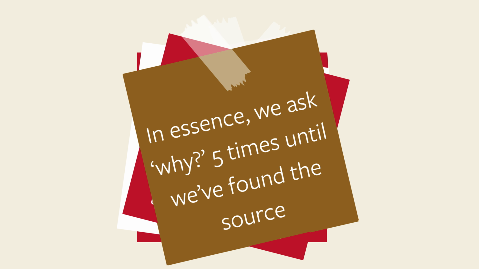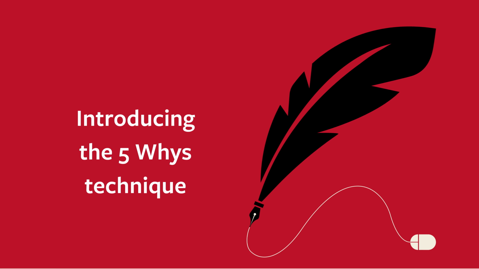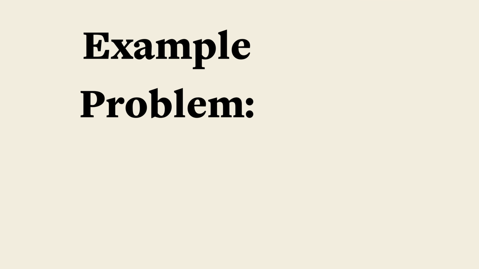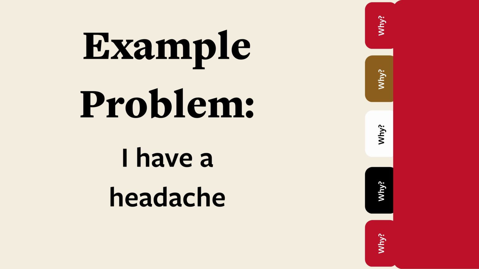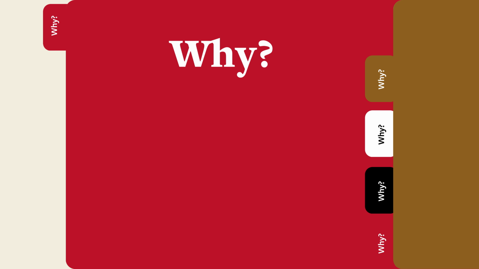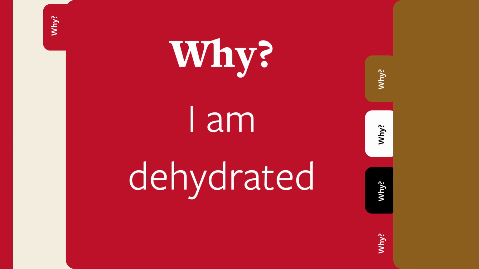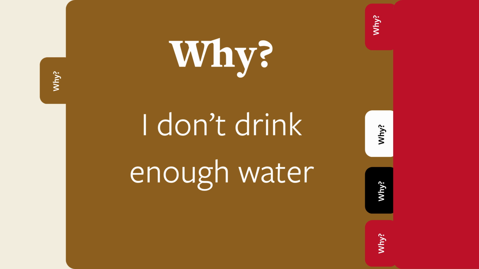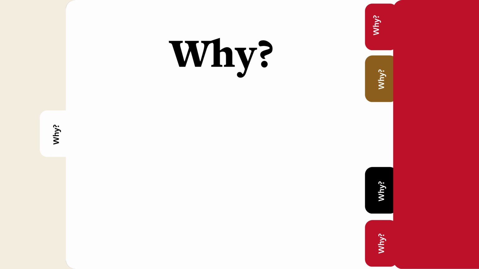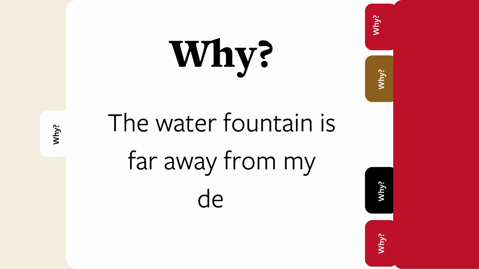In continuous improvement, we use a simple tool called the 5 whys. In essence, we ask why approximately 5 times until we've come to the source of a problem. So let's use the 5 whys on the headache example. I have a headache. We ask why. Well, I'm dehydrated. Why? I don't drink enough water. Why? Because the water fountain is far away from my desk.